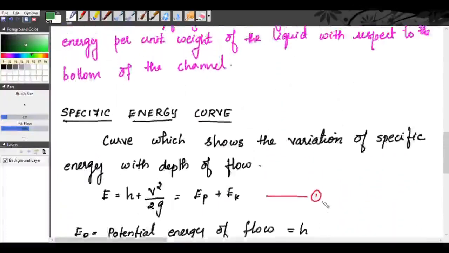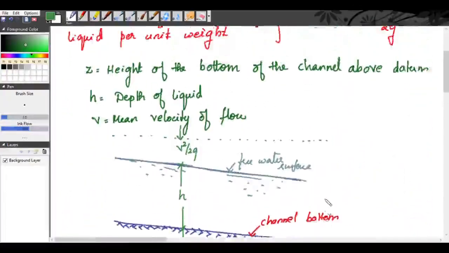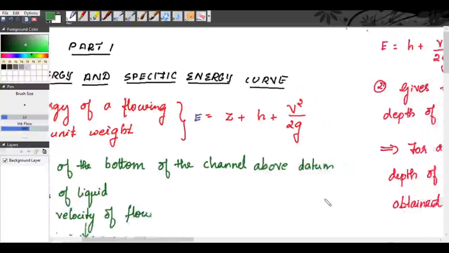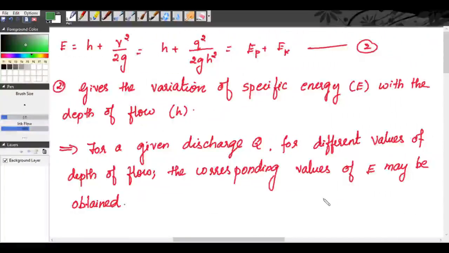Now, this equation, that is, specific energy is equal to H plus q square by 2GH square, gives the variation of specific energy E with respect to the depth of flow. E is the specific energy, and the depth of flow is H. So now we can draw the variation of specific energy with respect to the depth of flow.